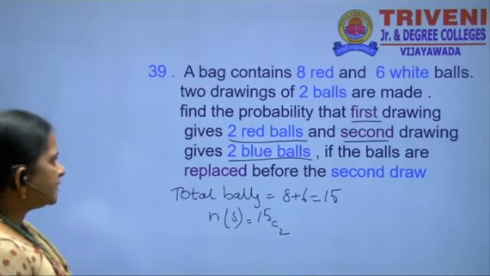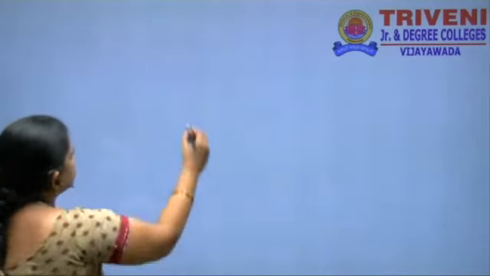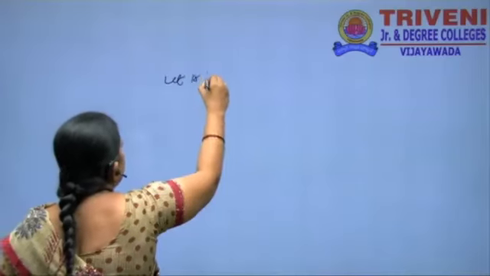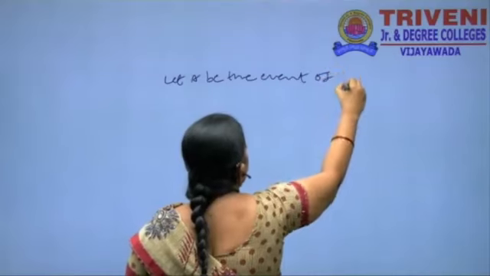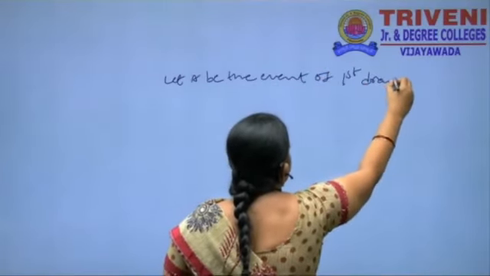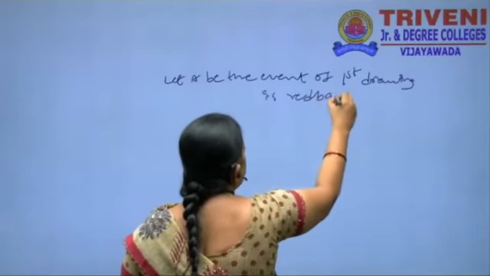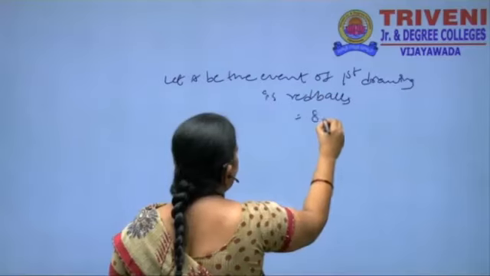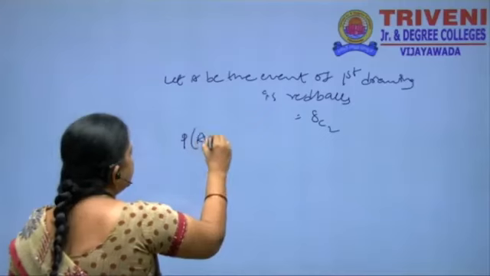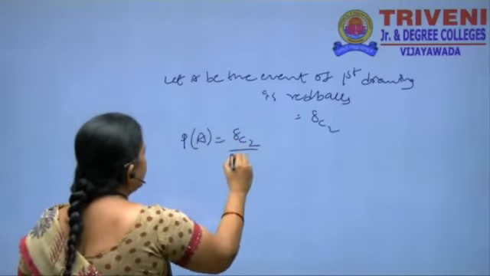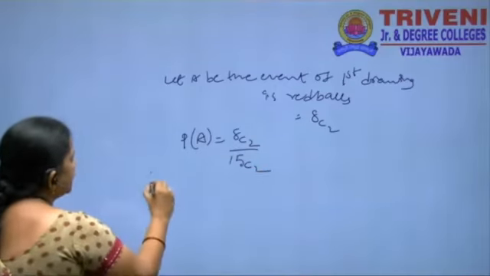First drawing: let A be the event that the first drawing gives red balls. How many red balls are there here? 8 red balls, that is 8C2. The probability P of A is 8C2 by 14C2.